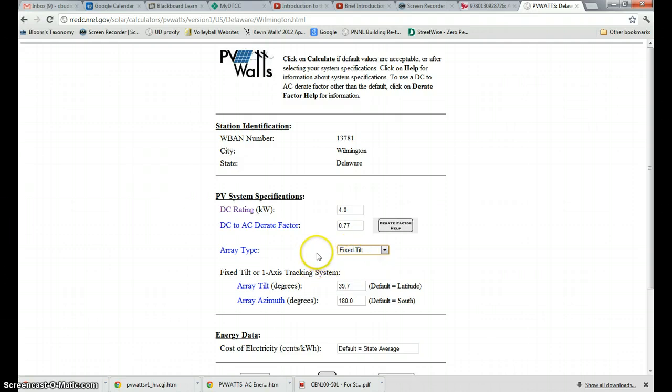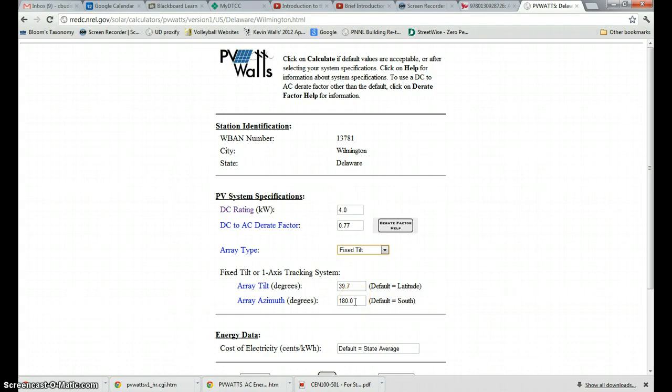Okay, so we have fixed tilt. Now, let's talk about the orientation. The array tilt by default is latitude. The array tilt is 0 if you lay the panel flat on the ground, and it's 90 if it's perpendicular to the ground. That's because this gives the maximum energy output for the year if we make the default equal to latitude. The latitude at Wilmington, Delaware is 39.7, so the tilt's 39.7. So we'll keep it like that for now.